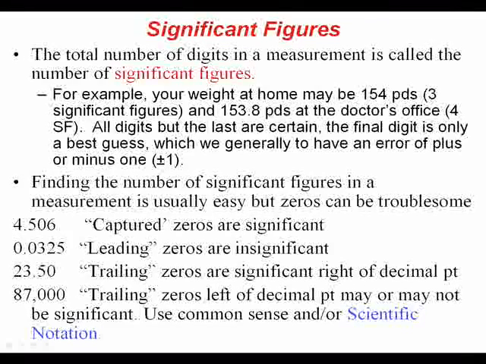All the digits but the last you're sure of, and the final one is a guess, but it's generally a good guess with an error of plus or minus 1. Anything beyond that, 0.8, is meaningless. The piece of equipment cannot measure anything below what's called the tenths place.